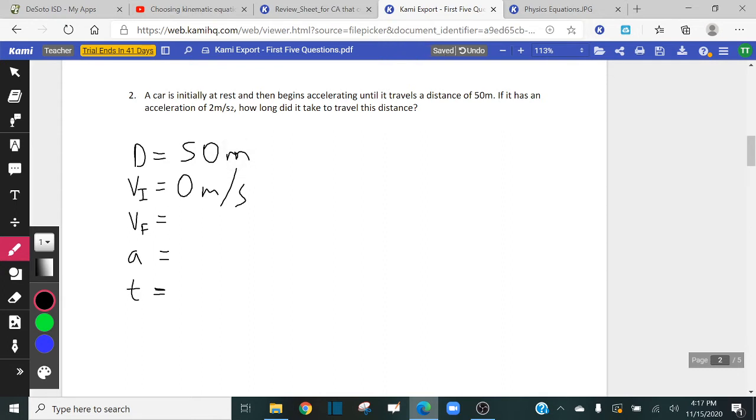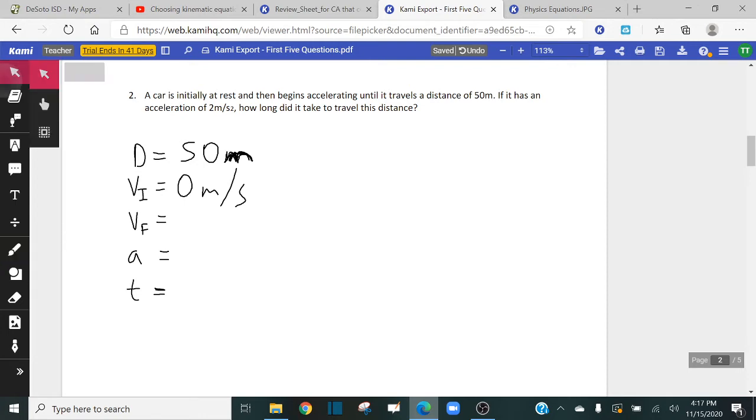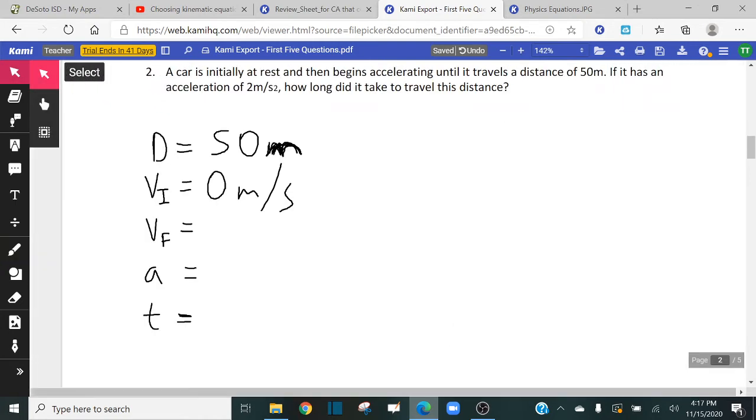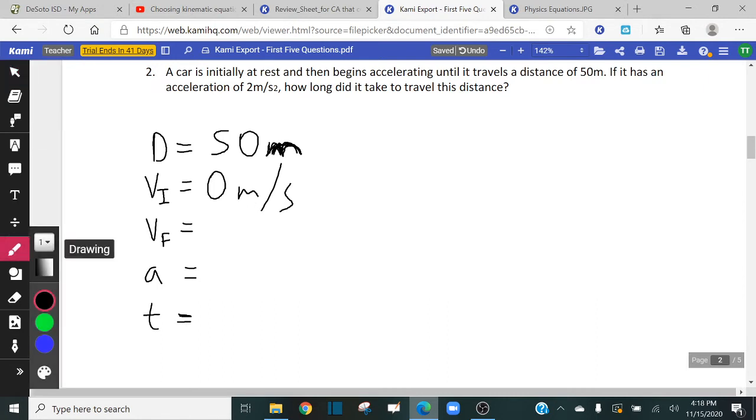So just look at your units in order to determine which equation to use. So 50 meters represents the displacement. It has an acceleration of 2 meters per second squared. So 2 meters per second squared, that's clearly our acceleration. How long did it take to travel this distance?